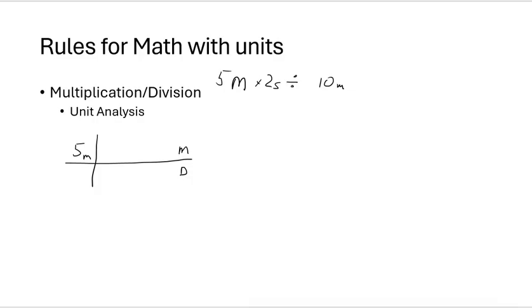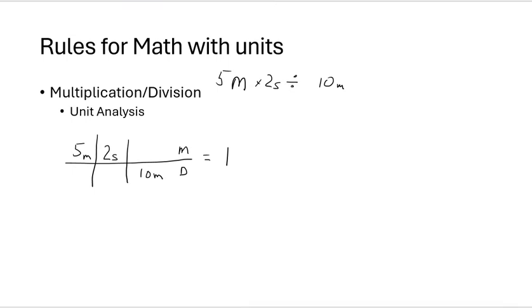But with that said, I am multiplying by 2 seconds. So the 2 goes on top, and seconds stays with it. I'm dividing by 10 meters, so the 10 goes on the bottom and the meter stays with it. Now, when I look at this, 2 times 5 divided by 10 is 1, right? And this isn't really how we do the math, since you could just use a calculator, but it does lay it out.